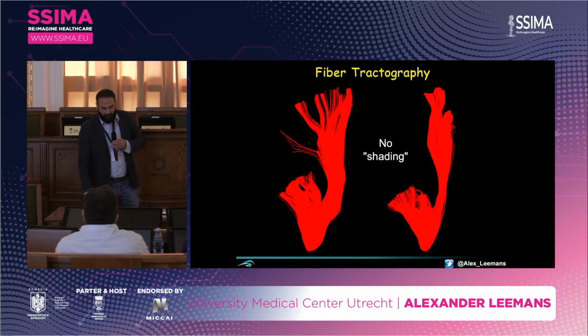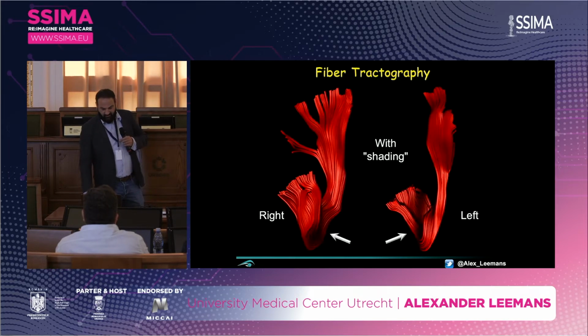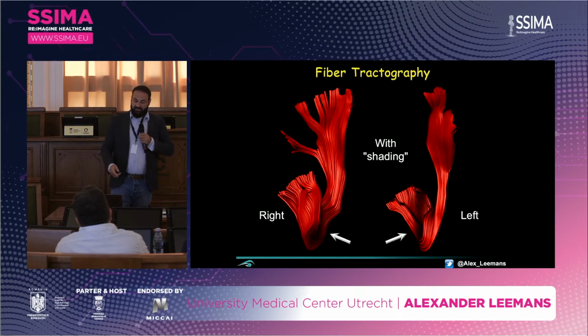And just to prove the point, here are two uncinate fasciculi. One is the left, and one is the right. You can't tell by looking at it like this, but if you look at it like this, you can clearly see that the left image is the right uncinate fasciculus, with radiological convention.